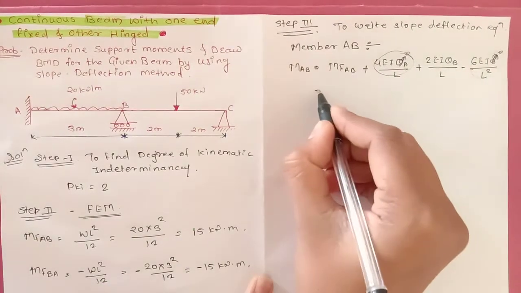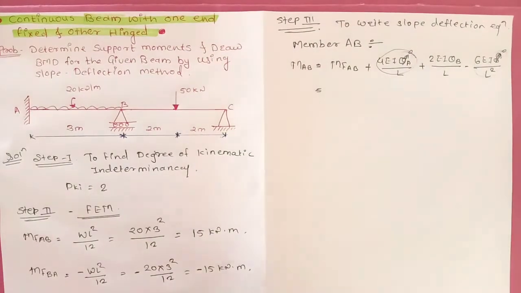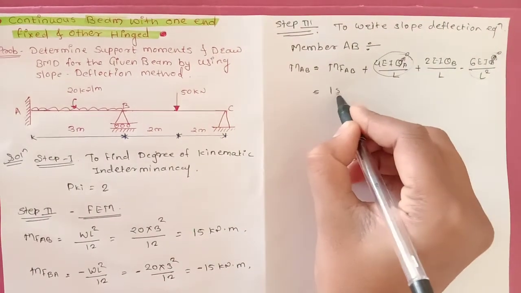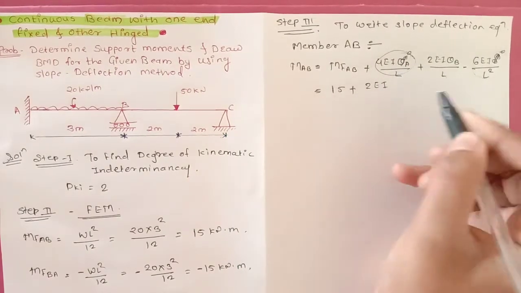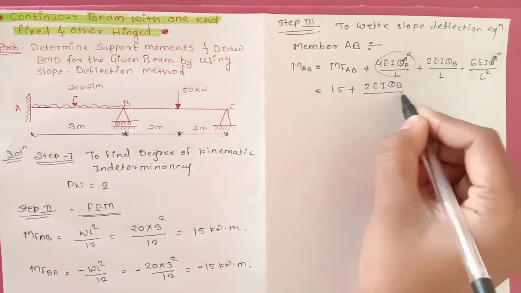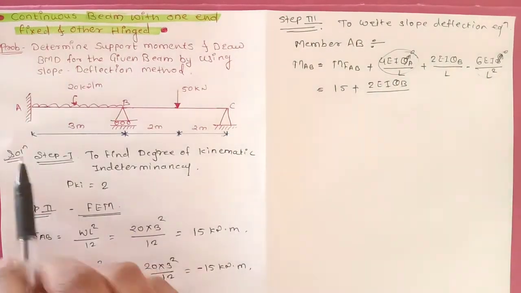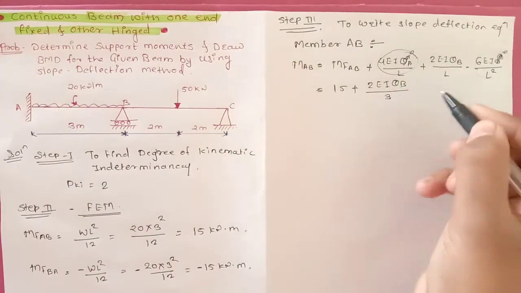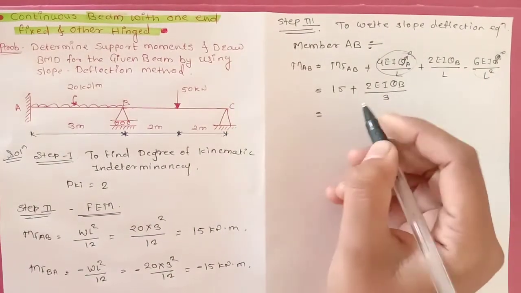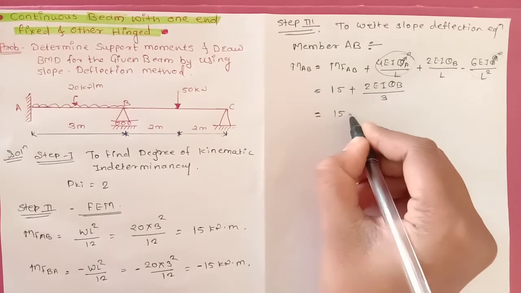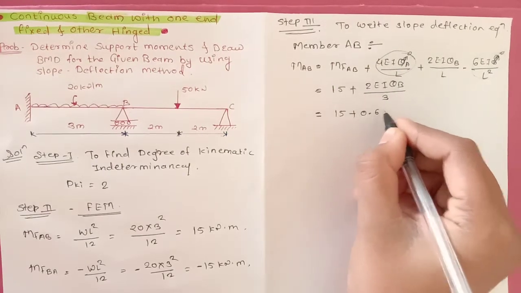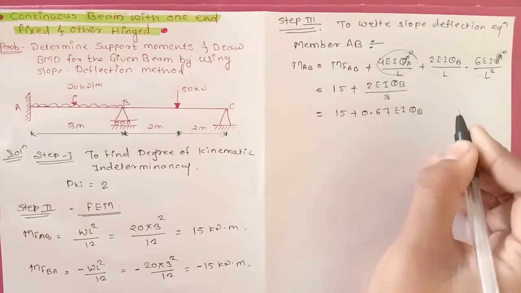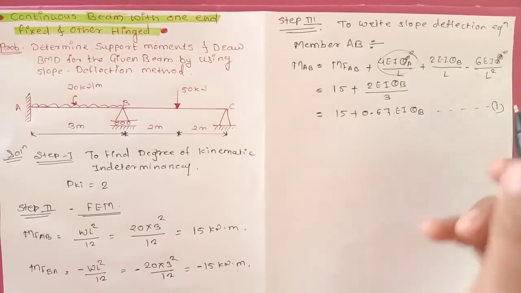So the remaining is, we know that the value of the fixed moment for member AB is nothing but 15 kilonewton meter. So here 15 plus this 2EI, this EI is constant, theta B divided by L, where the length of member AB is nothing but 3 meter. So from this we get the equation 15 plus 2 divided by 3, which is nothing but 0.67 EI theta B. This is our first equation. Okay.